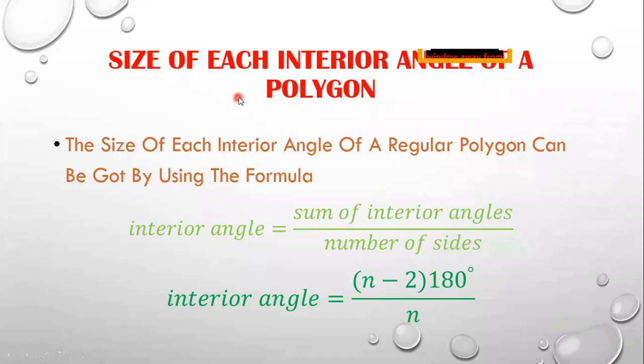If we look at how big each interior angle is, to get the size of each interior angle, we first look for the sum of all the interior angles. Of course, that is got by using this formula here, which we've looked at before, and then we divide by the number of sides, which is n. So that's why we have (n - 2) multiplied by 180 divided by n.